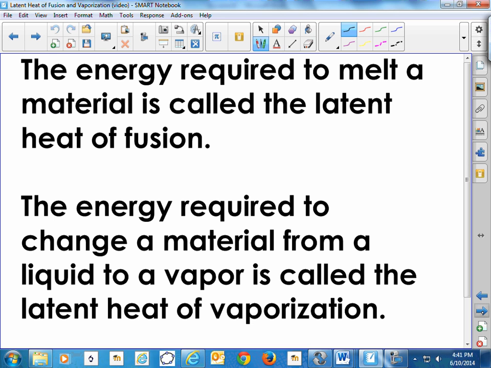The energy required to melt a material is called the latent heat of fusion. The energy required to change a material from a liquid to a vapor is called the latent heat of vaporization.